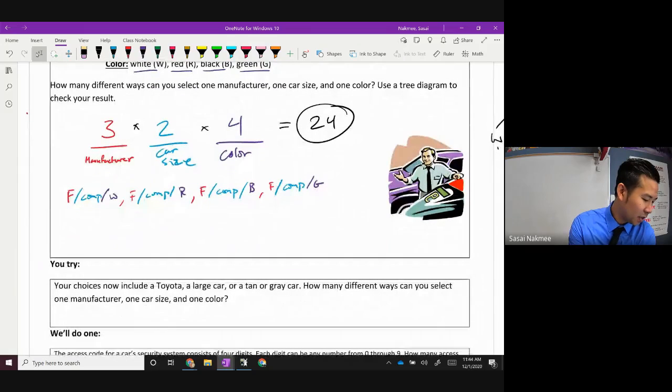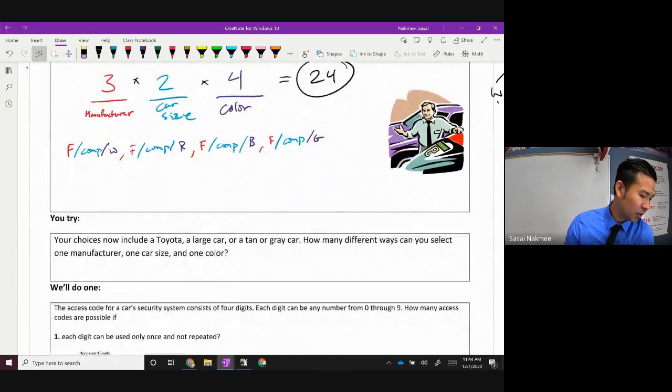So can you guys do this? But for this one instead, your choices now include a Toyota for your make. It also includes a large car, and it includes two more colors, tan or gray. Can you calculate how many different ways you can select one manufacturer, one car size, and one color?